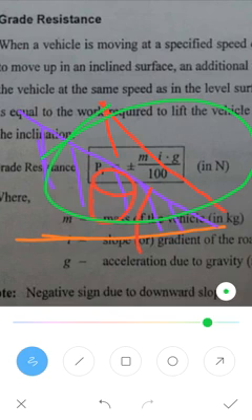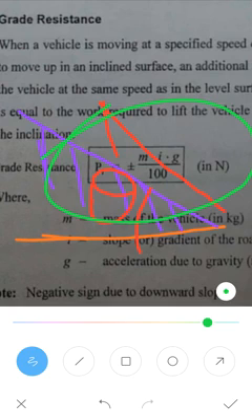Slope and gradient have the same meaning for a road. Both are technical words used in civil engineering. So the slope of the road is called I, and G is the acceleration due to gravity. So that is the grade resistance.